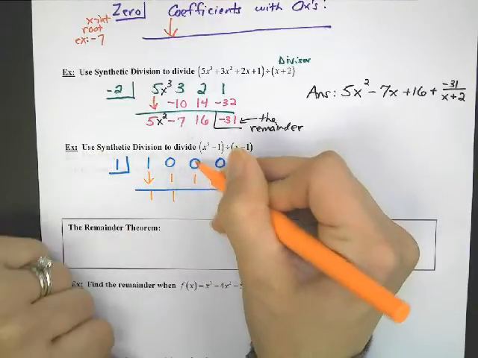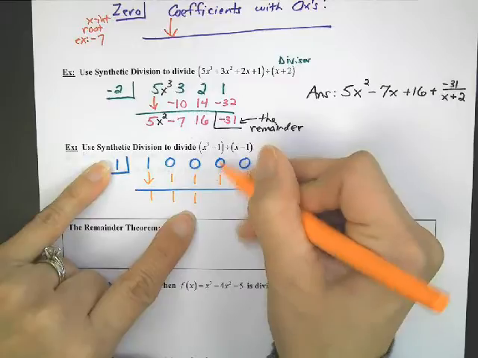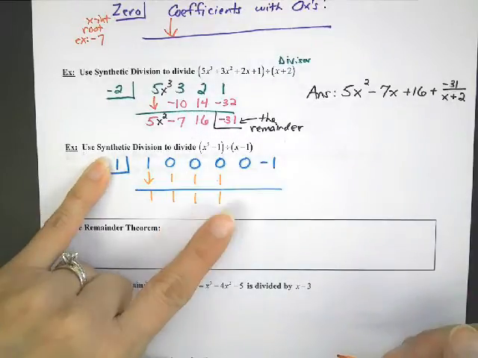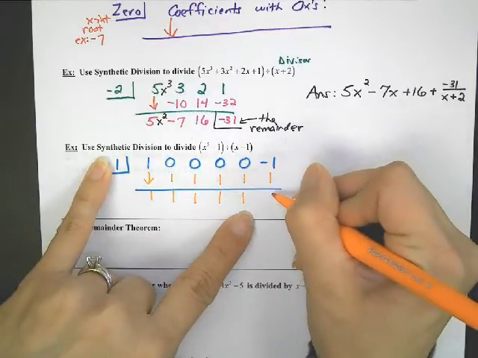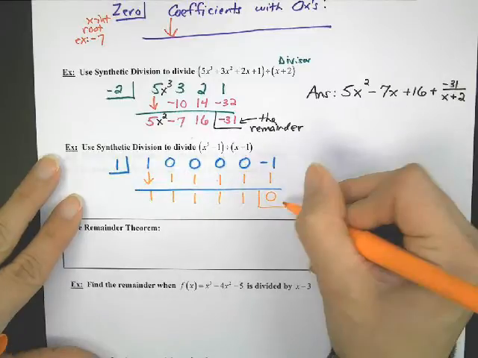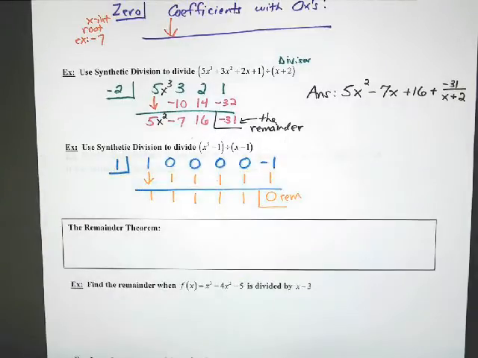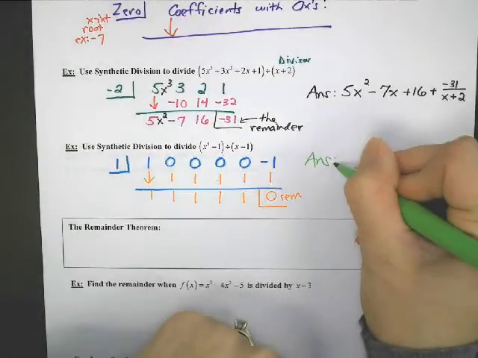1 times 1 is 1. Add the column, get a 1. 1 times 1 is 1. Add the column, get a 1. 1 times 1 is 1. 1, 1, 0. Let's just section that one off. And that is the remainder. So this one divided evenly. There is no remainder. So what's the answer?